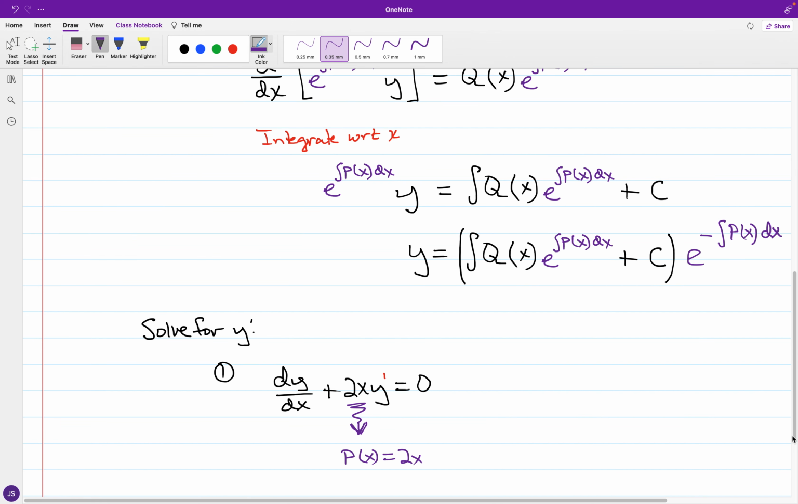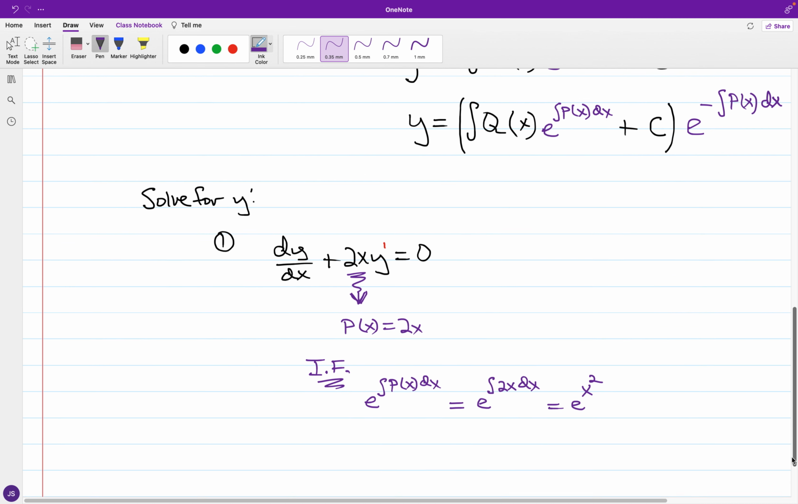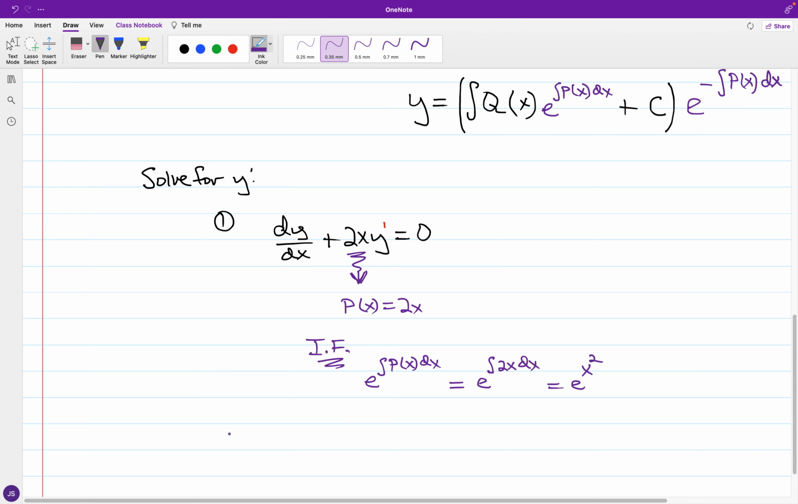So we now have p of x equal to 2x. For the integrating factor, I'll just use IF for short, we have e to the integral p of x dx. So we're looking at e to the integral of 2x dx, and the antiderivative of 2x is x squared. So the integrating factor is e to the x squared. Now we multiply all the terms in the equation by e to the x squared.